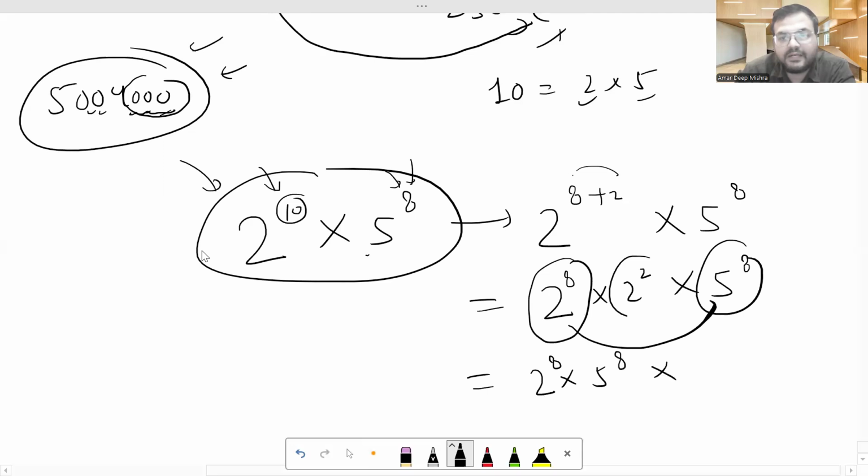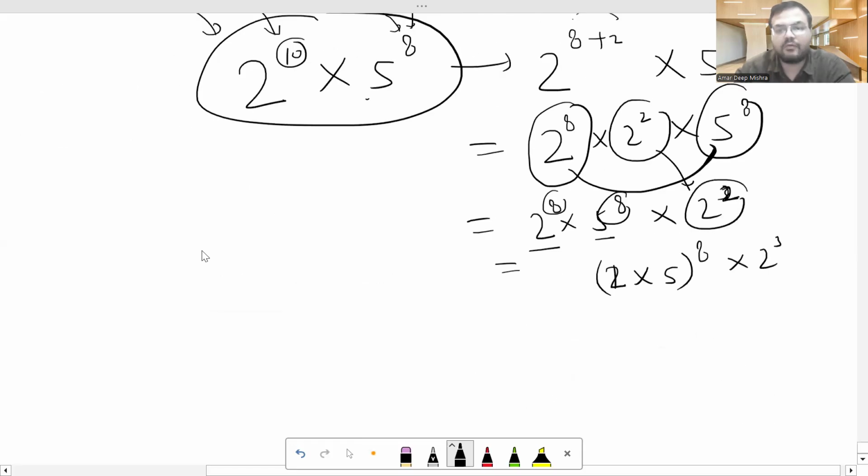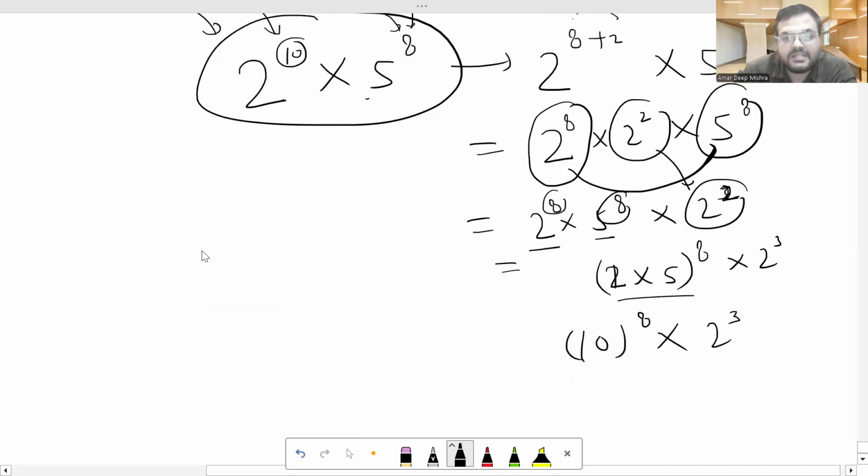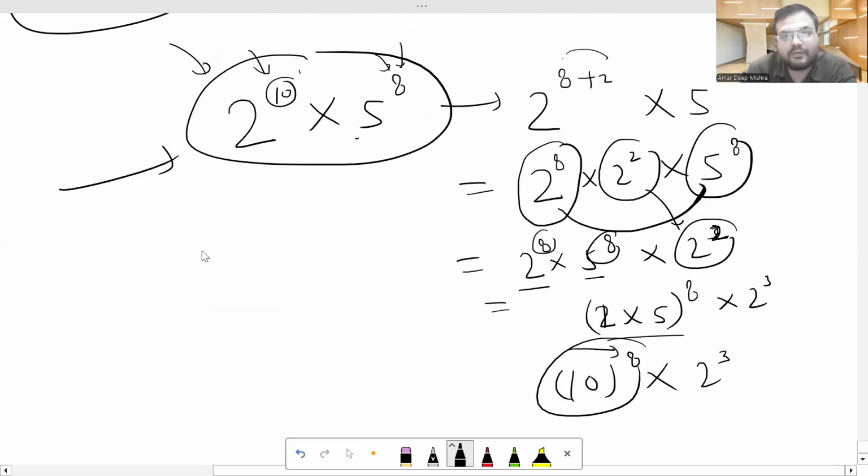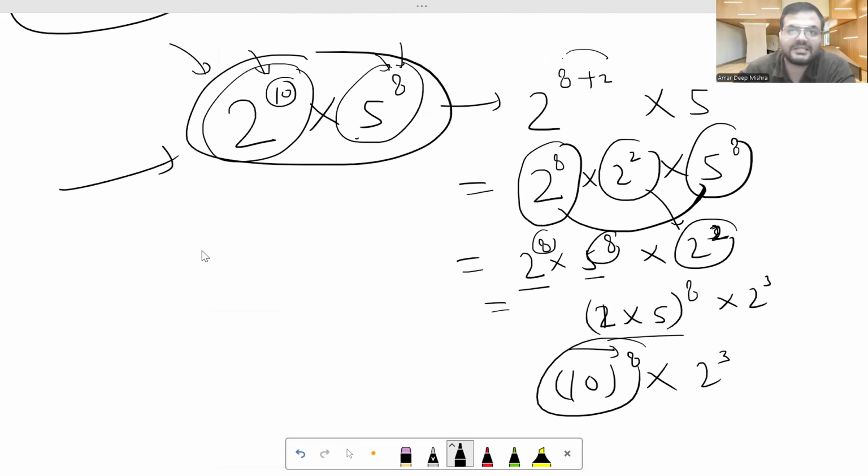So this 2 square will come aside. And this 2 power 8 into 5 power 8, because the powers are the same, you can also write it as 2 into 5 whole to the power 8. Sorry, this is 2 square, and this 2 square was there already. Now 2 into 5 means what? 10 power 8 into 2 square. Means the power of 10 is what? 8. So you can say that in the expression of 2 power 10 into 5 power 8, the power of 10 is 8. So the number of trailing zeros will be 8.